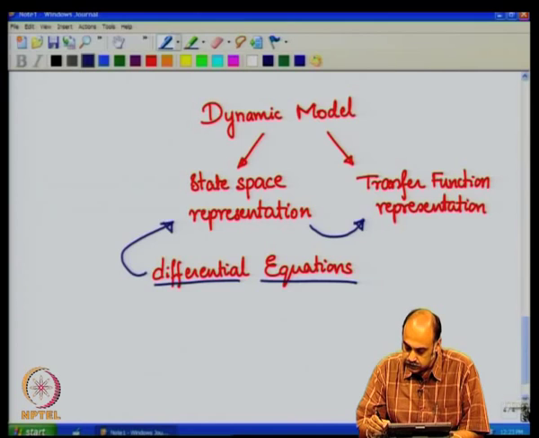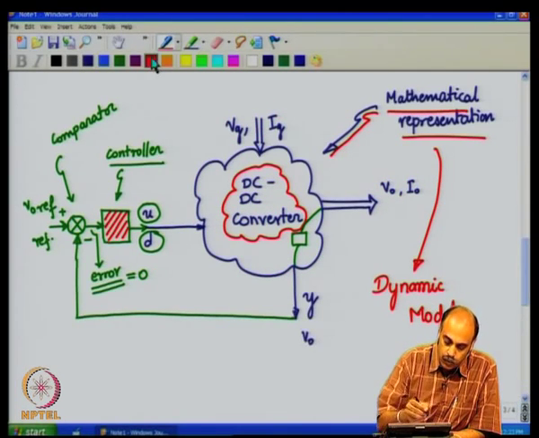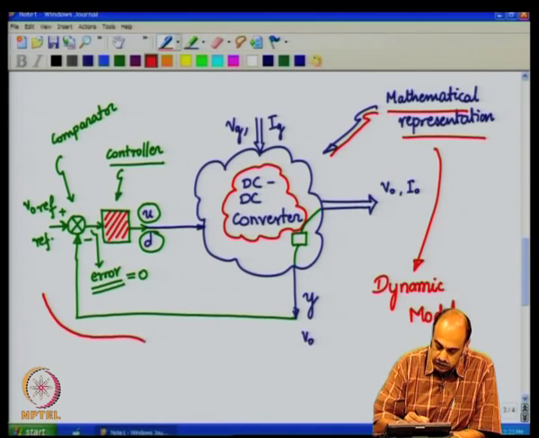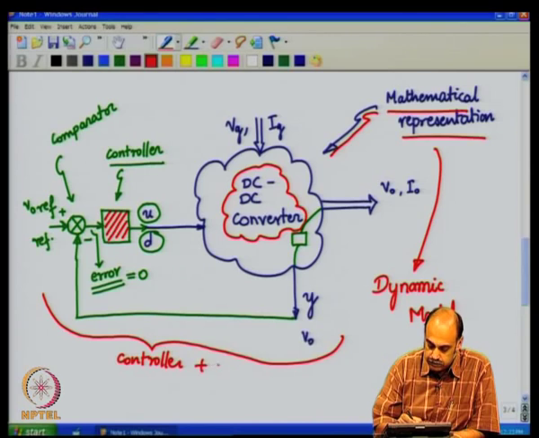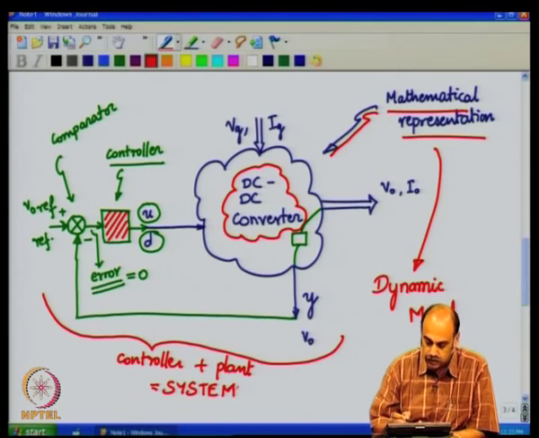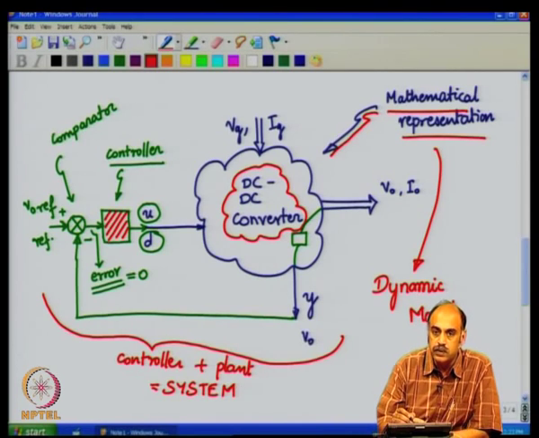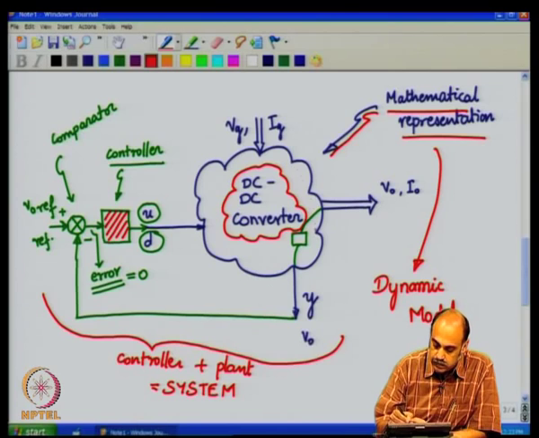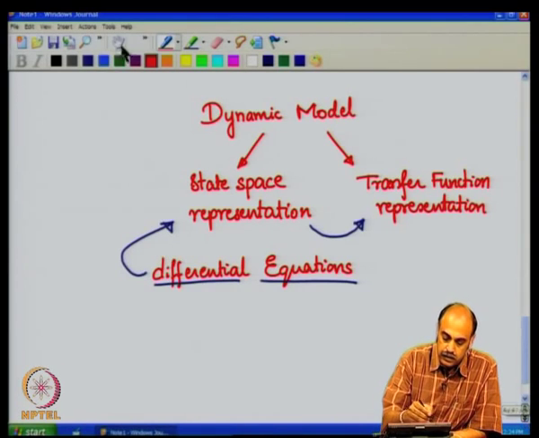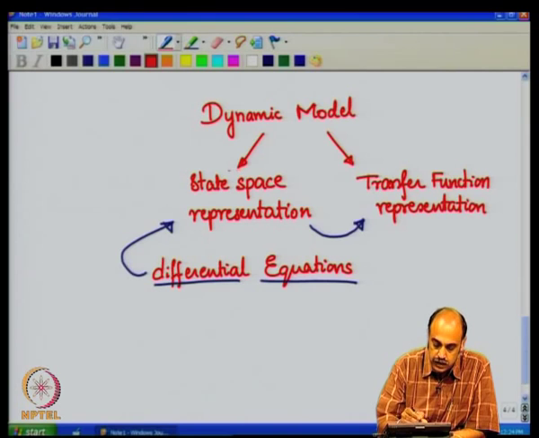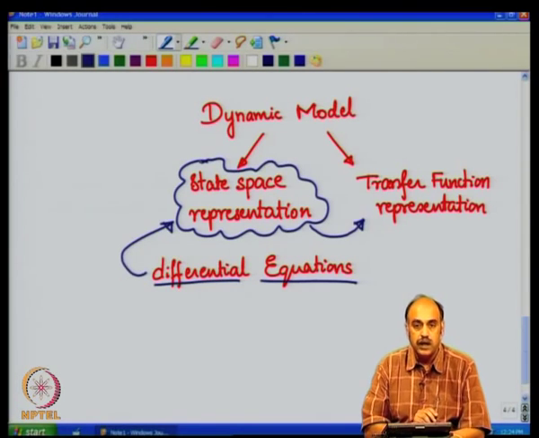So, in control parlance, the whole system including the controller plus plant, we generally call it the system. The open loop uncontrolled part that we have here in blue is called the plant. So, keep that in mind, and let us proceed in trying to see how we can obtain the state space representation of a given plant.